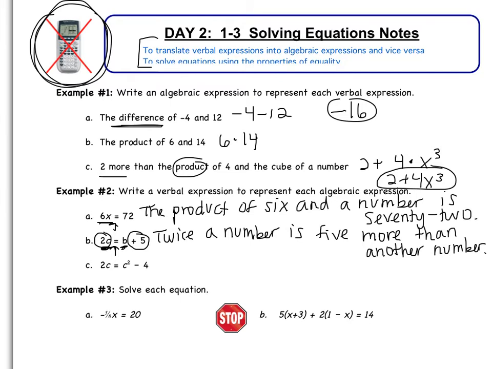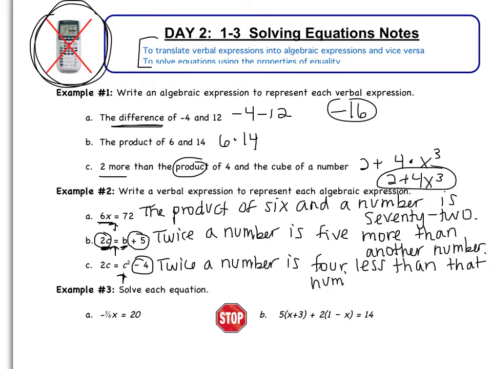Okay, and then last one is C. So I have 2c again, so that's still twice a number. Twice a number is, that's the equal sign. This time I'm subtracting, so is 4 less than. Okay, so here's the tricky part. It's c again. So I have to word this in some way so I know that it's the same variable that I was talking about before. So it's 4 less than, I'm going to say that number squared. So twice a number is 4 less than that number squared.